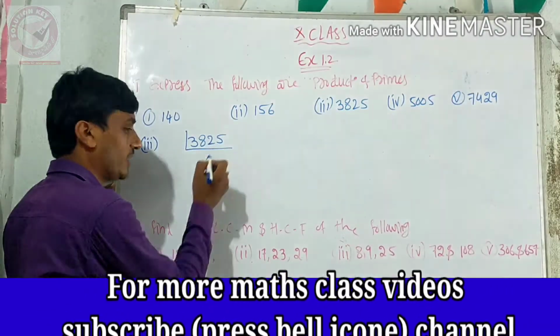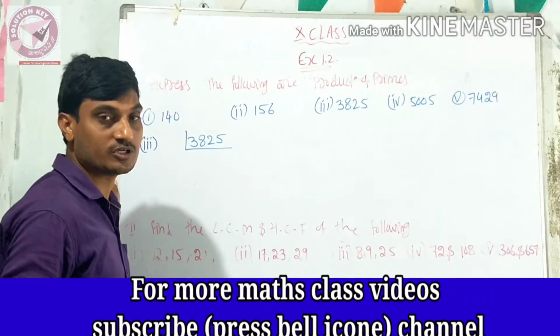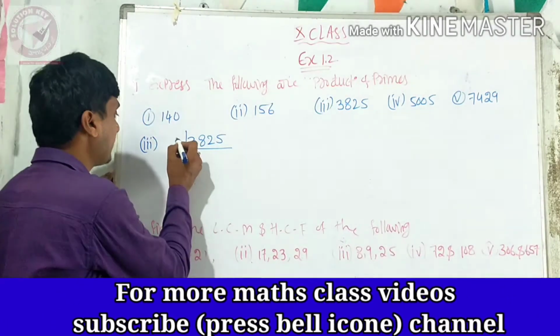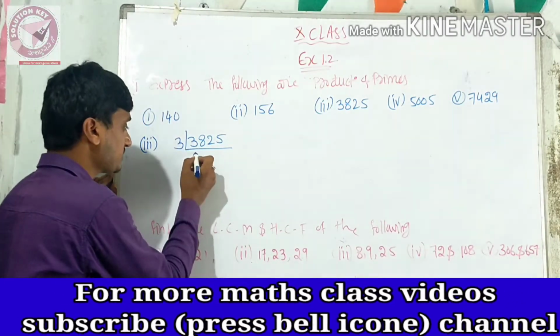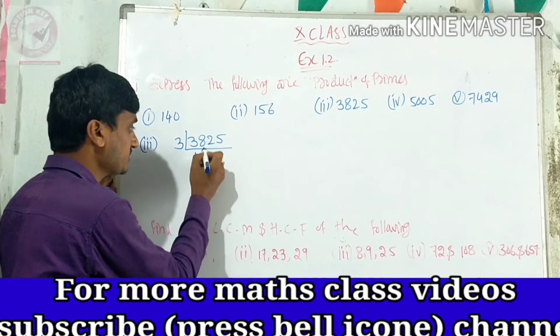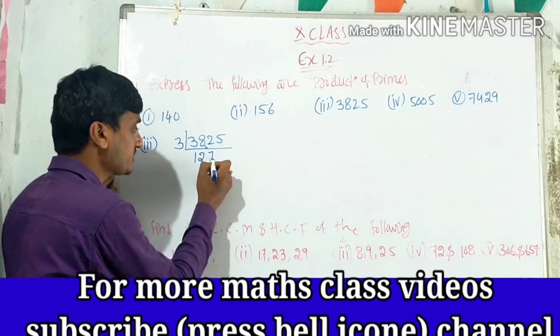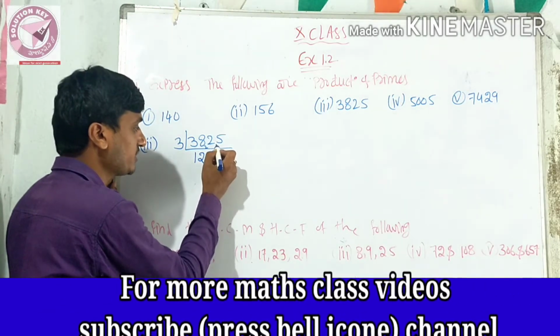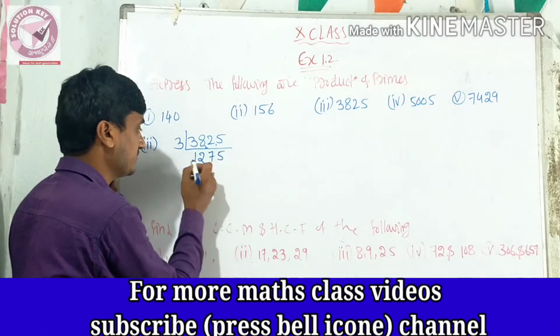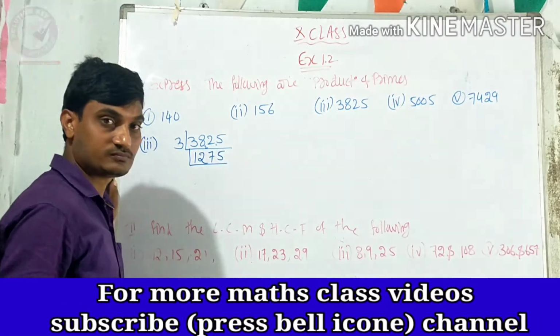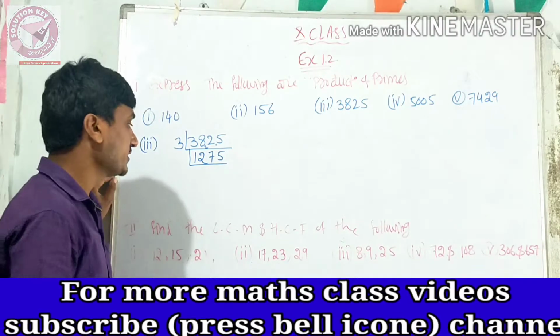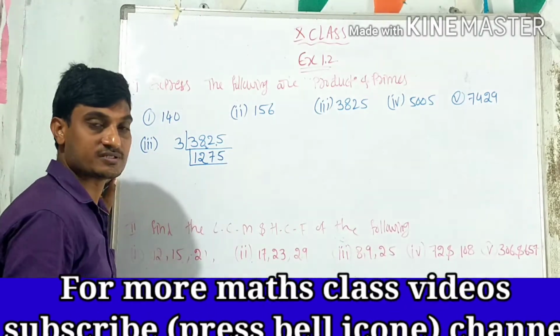Since the ones digit is 5, the 2 table is not possible. Directly I am taking the 3 table. 3 1s are 3, 3 2s are 6, 3 7s are 21, 1 more is there, 15, 3 5s are 15. Clear?